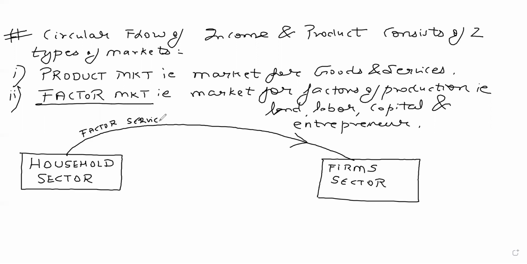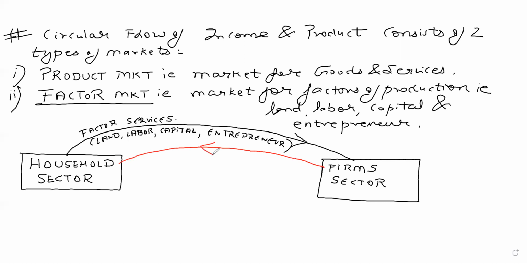What are the factor services? All of us know. Factor services are land, labor, capital, entrepreneur. These are all factor services which are provided by the household sector to the firm sector. And when households are supplying these factor services, what are firms doing? Firms are paying for these factor services. So I can draw a reverse line like this, from firms to households.